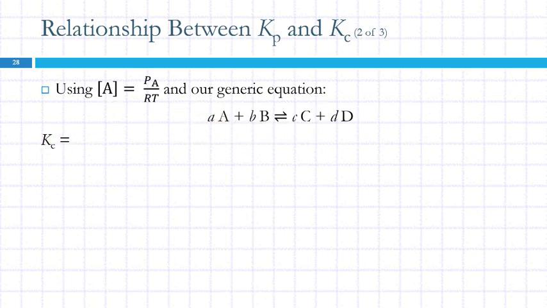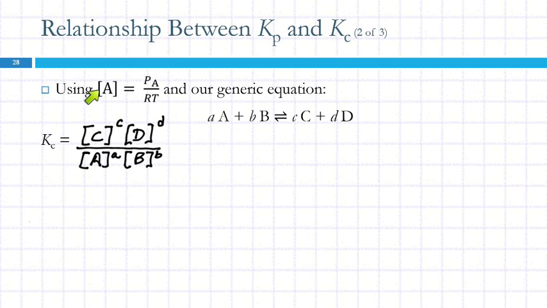generic equation again. So first we'll start out by writing the equation for Kc with the concentrations: C raised to the c power, D raised to the d power, divided by A to the a power, and B to the b power. Well, up here, this says the concentration of any of these gases is equal to its partial pressure over RT, so we could sub that in.